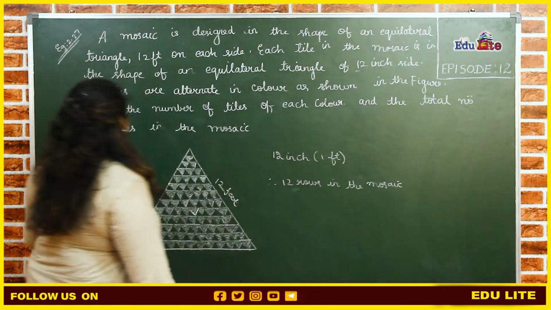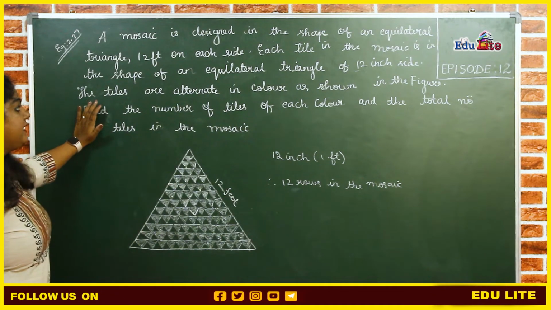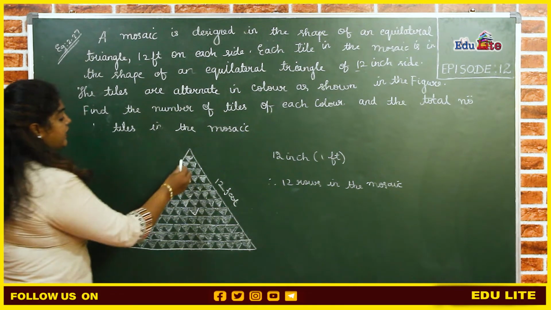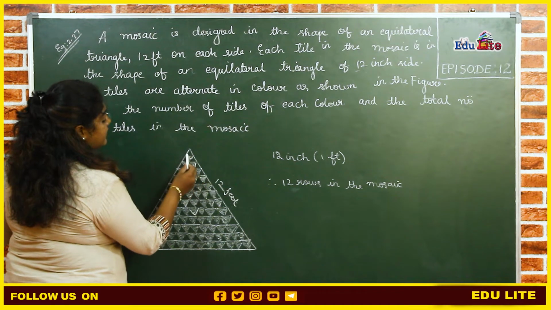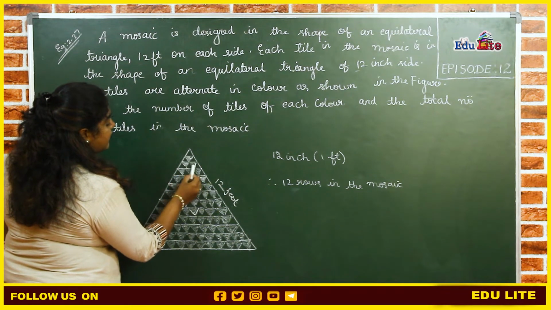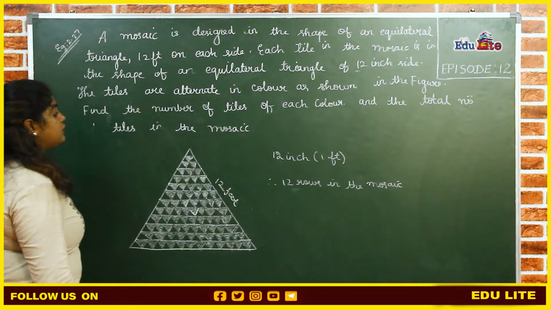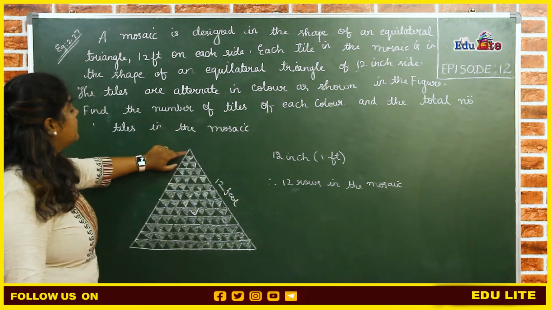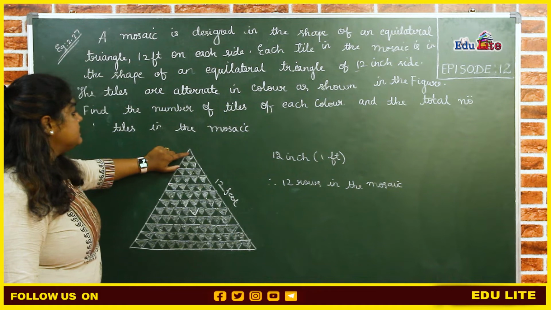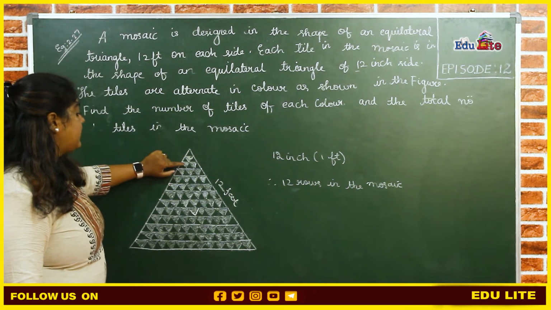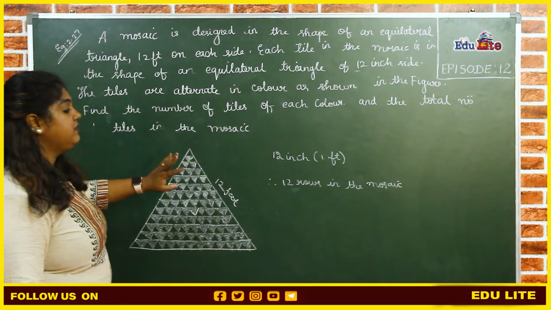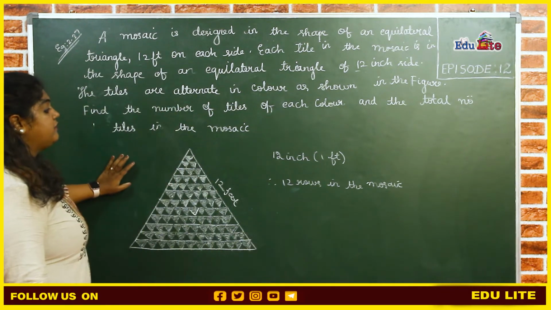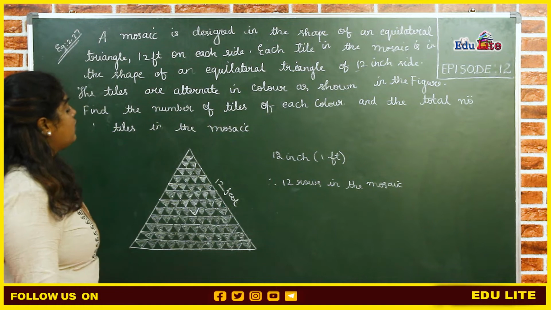Next, what is given is that the tiles alternate in color as shown in the figure. In the textbook, the shaded regions are in blue color, whereas the other regions are in white color. So we have to find the number of tiles of each color, which means the number of tiles of blue color and the number of tiles of white color. We have to find these two things, as well as the total number of tiles in the mosaic. We will do it one by one.